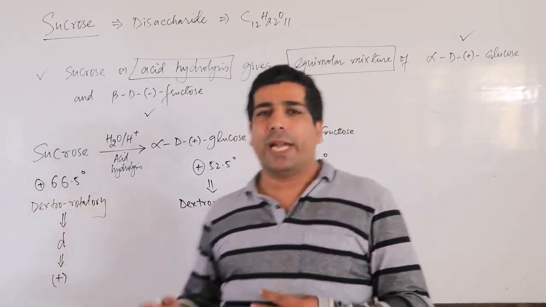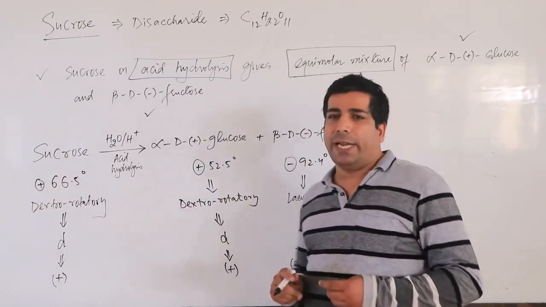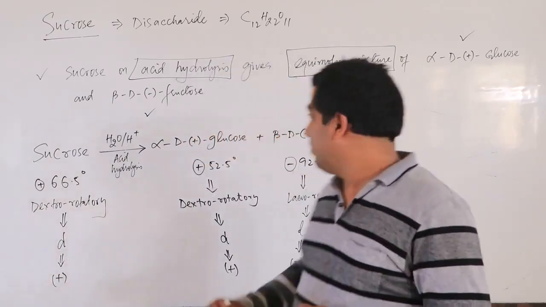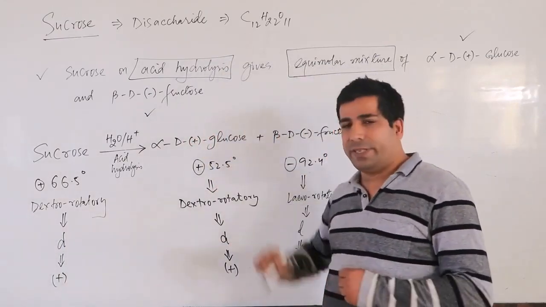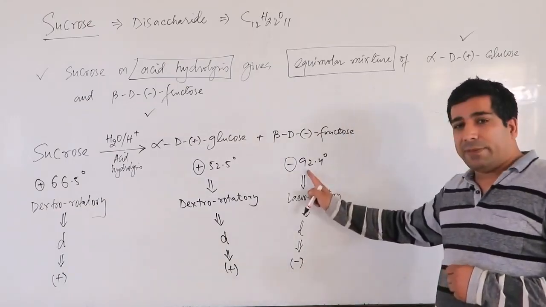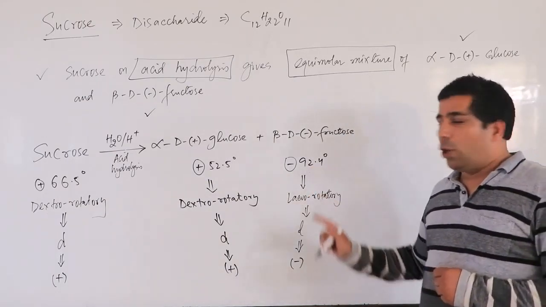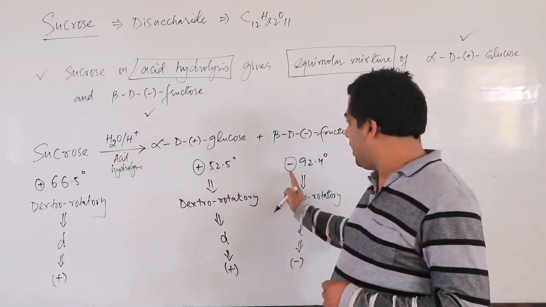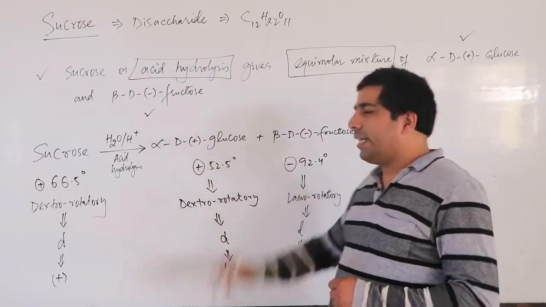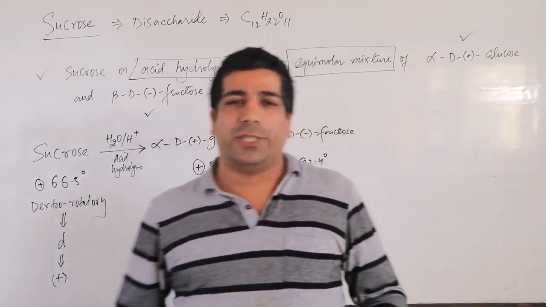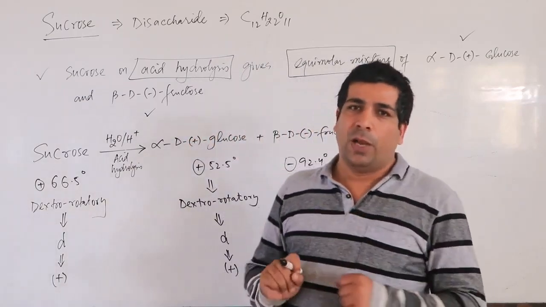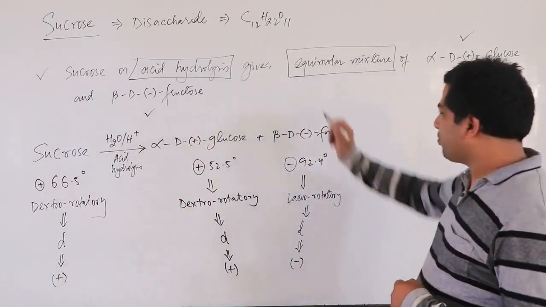Okay? If you look at the glucose molecule, you will find out that it rotates the light. Correct? But by how many degrees? 52.5 degrees. But when you look at the fructose molecule, it rotates the light by 92.4 degrees. The only difference between these two is that this rotates the light in clockwise direction and this rotates the light in anti-clockwise direction, my dear friends. Correct? Now there is a question. What is the question? I will tell you.